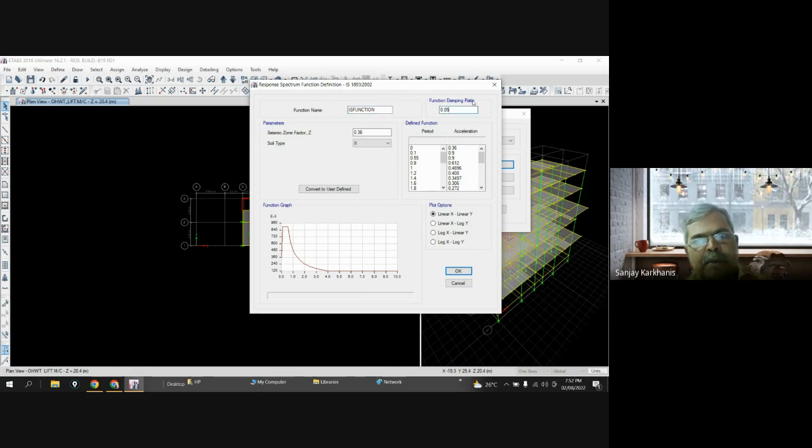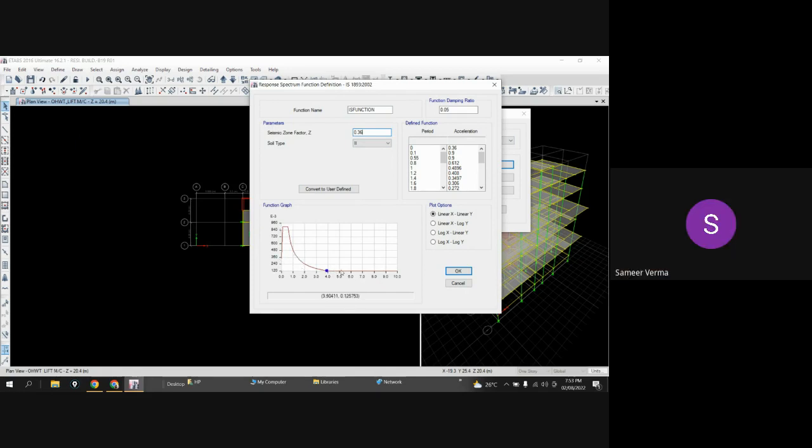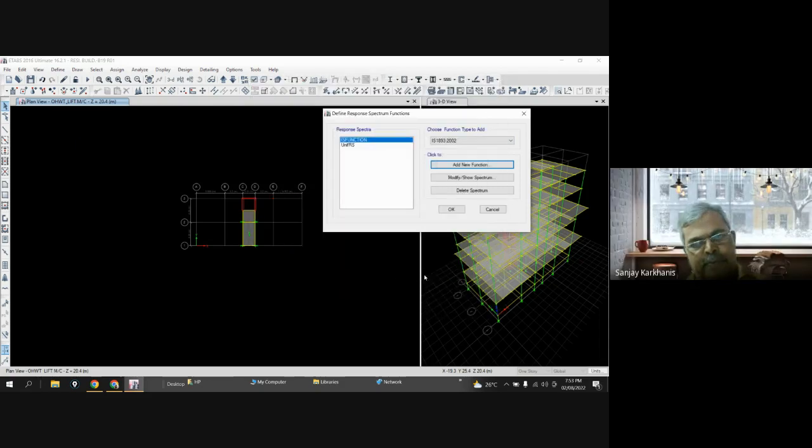So damping 5%. Seismic zone, which one we are considering? 0.36. Soil type 3. Okay. And linear X and linear Y. तो ये फंक्शन यहाँ पे तैयार हो गया है ना, वो वही जो IS 1893 में जो हमने PPT में देखा था. Yes, sir. So that is okay.